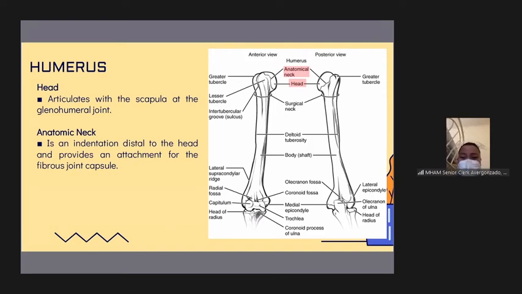So the humerus articulates with the scapula proximally at the glenohumeral joint, so it participates in the movements of the shoulder. And also your humerus has the distal articulations with the radius and ulna of the elbow joint. Next slide, please.